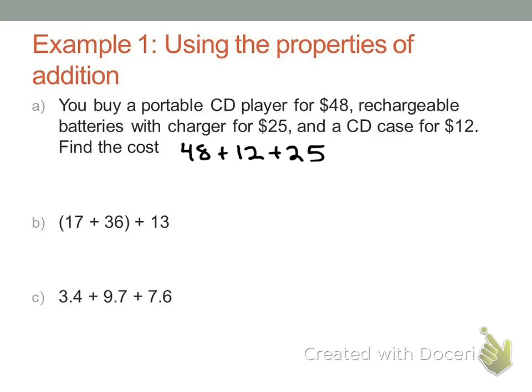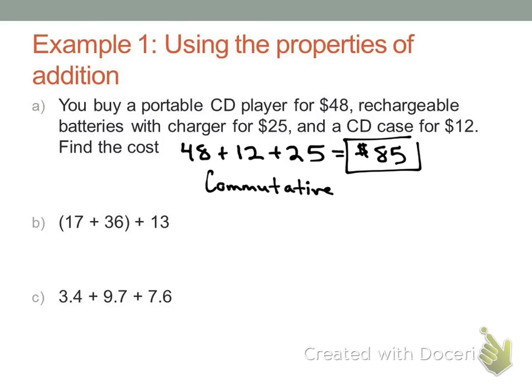Underneath, your homework is going to ask you to justify the property that you used. Just tell me that you used commutative property. Okay? Commutative property, and then solve. And you get $85. All right? So to justify means to tell me what property you used to give yourself a shortcut. Remember, we said that number properties give us shortcuts.